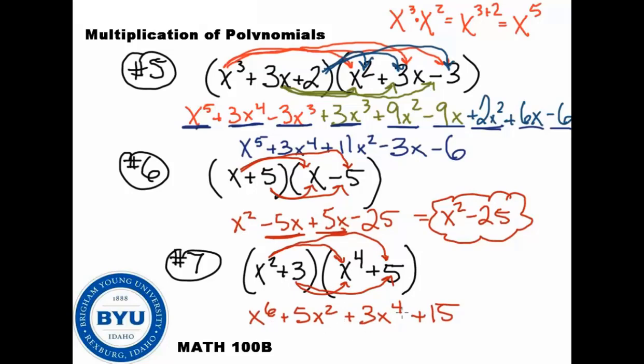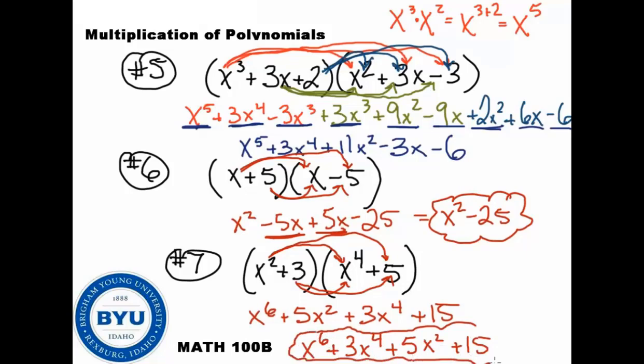It should be known that if you were doing this as a test question, this answer probably would not be there because they would have it in descending order. It's usually good to put it in descending order. X to the 6th plus 3x to the 4th, because we go by powers. The highest powers come first. Then put your 5x squared plus 15. The answers are really the same, but just know that usually we like to write these in descending order.